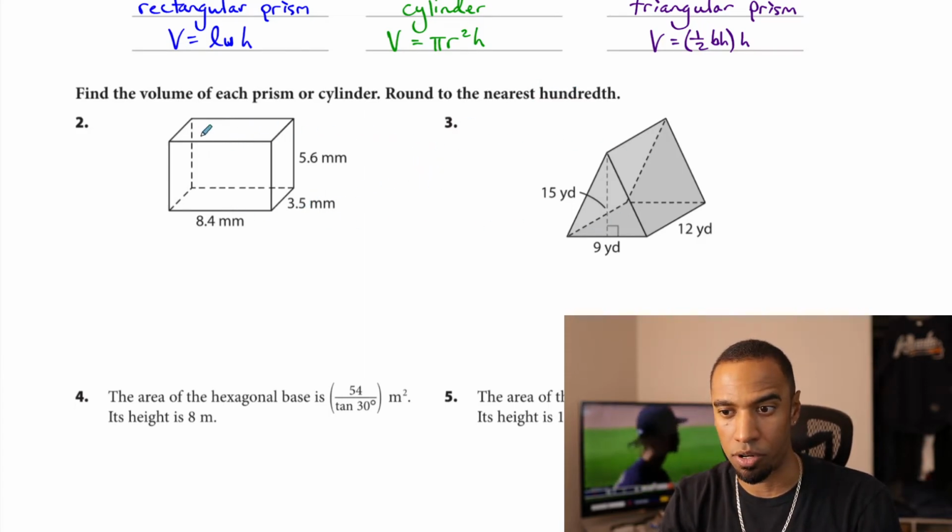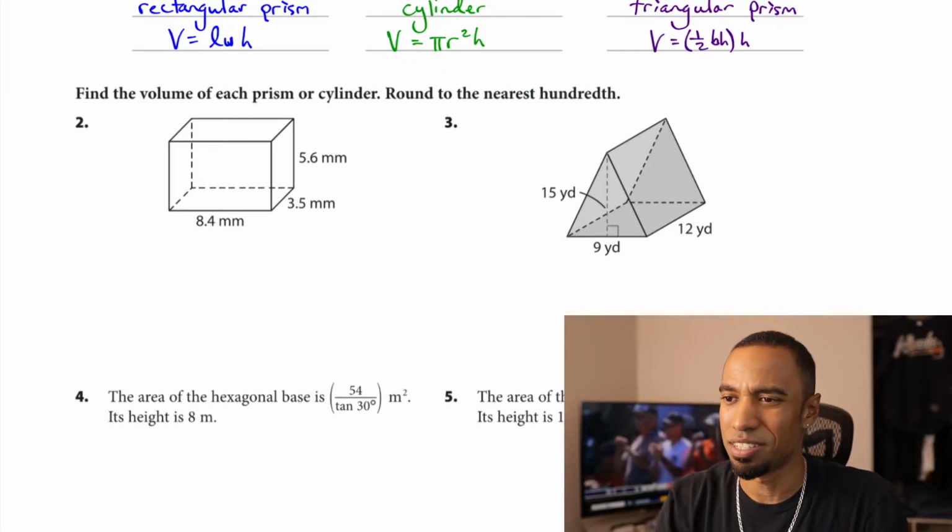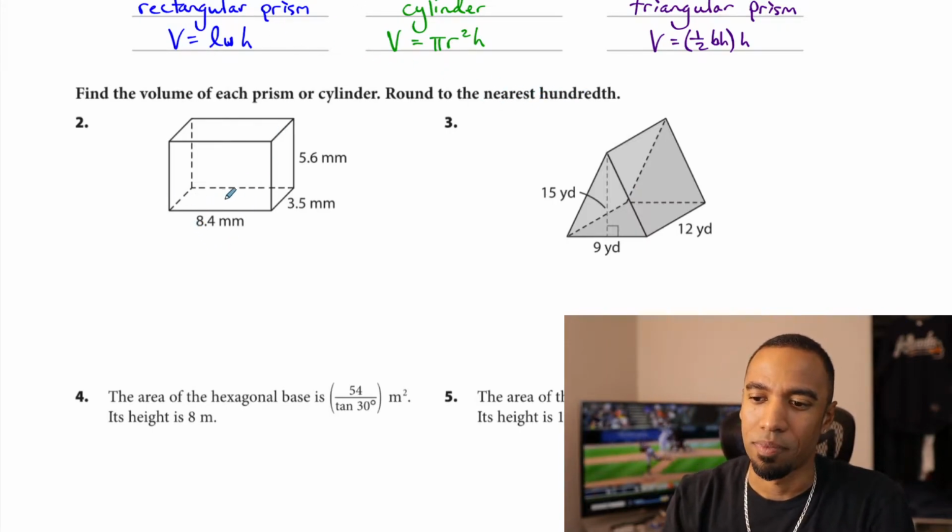Now, both of these actually are prisms. I got a rectangular prism and a triangular prism. Why are they rounding? Come on. Okay, fine. All right. Rectangular prism.